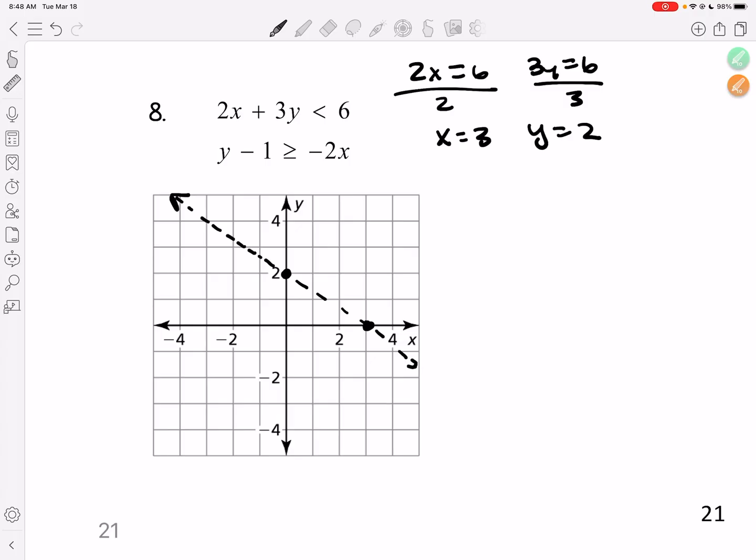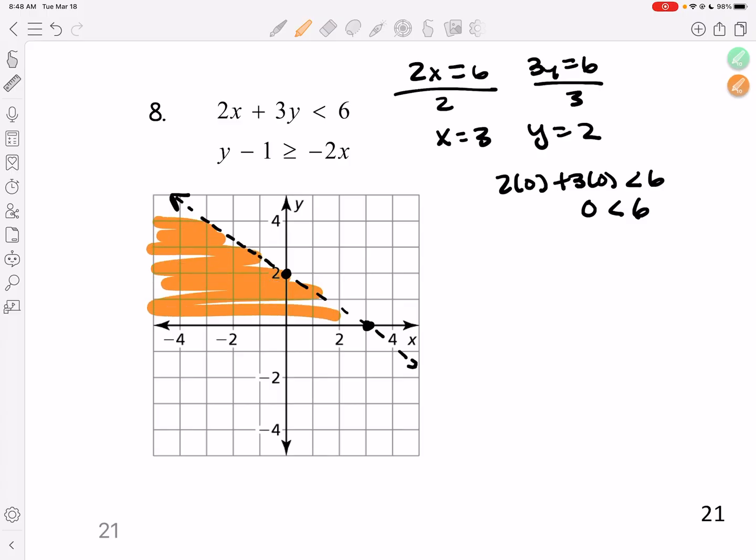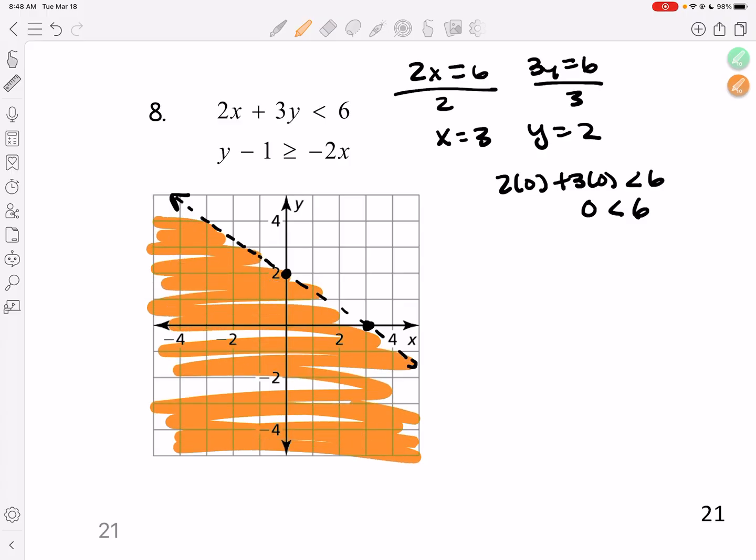Now from here, I want to pick any point, so I'm going to try the point 0, 0. If I do that, I get 2 times 0 plus 3 times 0 is less than 6. Which everything on the left simplifies to be 0 is less than 6, which is true. So that means I can go ahead and highlight the side that contains 0, 0.